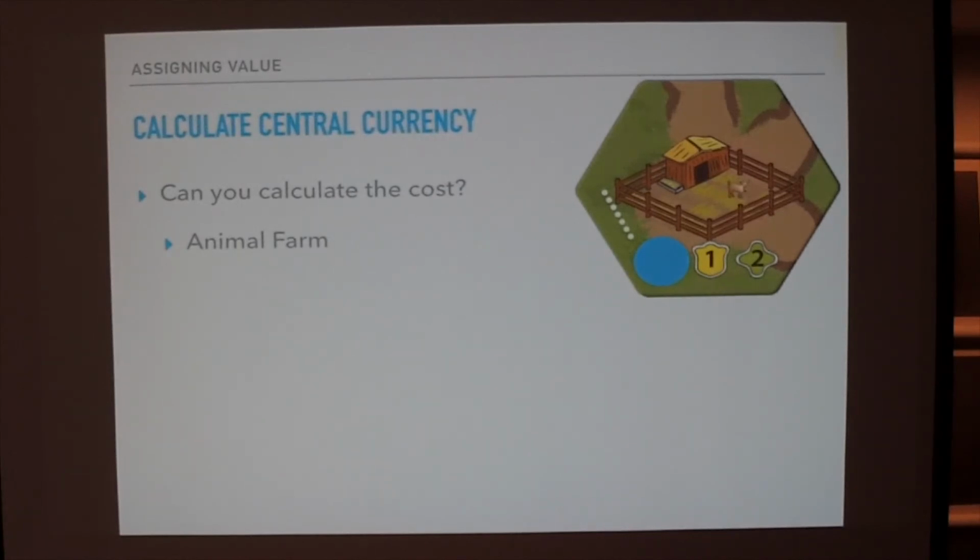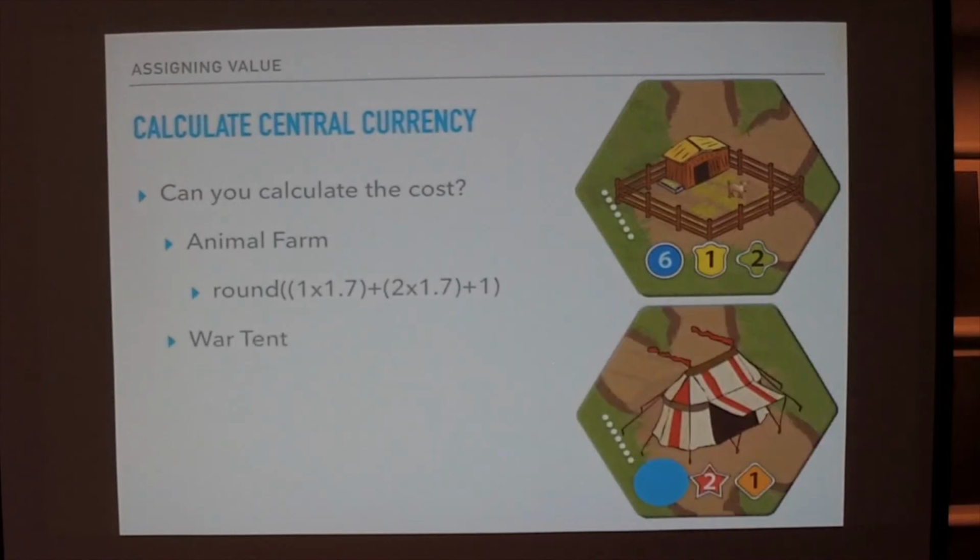So I've covered up the cost of the animal farm here. Can somebody tell me what you think the cost of this animal farm should be relative to what we've talked about so far? 6. I got one that says 6. Anybody else different? Everybody thinks 6? All right, that's true. It's 6. There's the formula of how we got there. All right, so we'll do one more of these and see how your memory tests out.